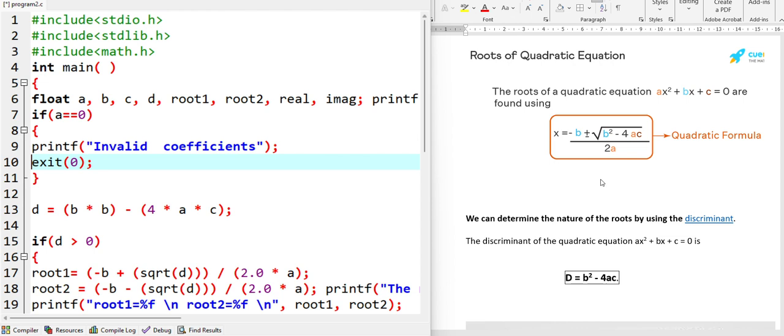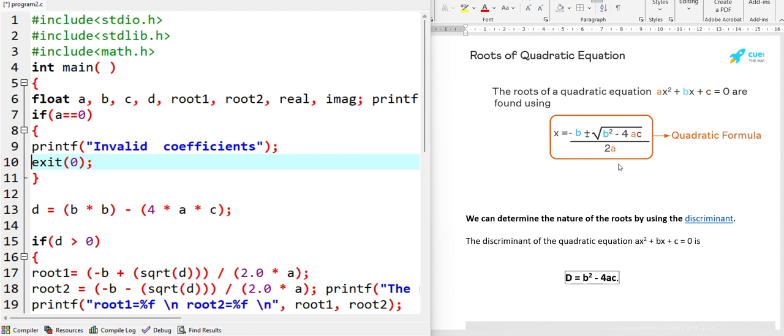Now, how to find out the roots of this quadratic equation? How many roots will be there? The maximum power is 2, so 2 roots will be there for this quadratic equation. What are those roots? Here we can see the formula: x = (-b ± √(b² - 4ac)) / 2a.